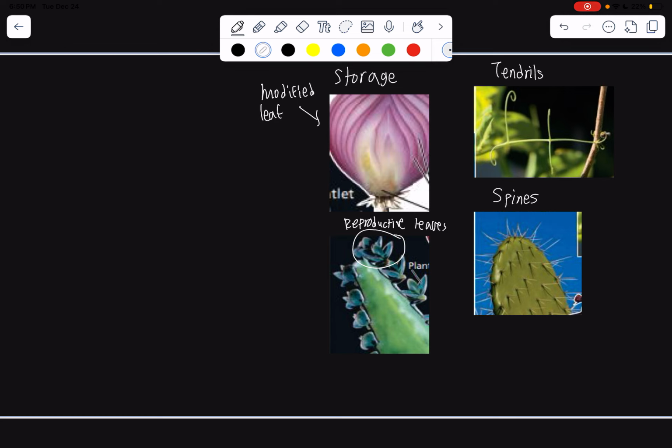Well, remember in the structural hierarchy, we go from cell to tissue to organ. So since we're discussing plant organs, the next step back must be plant tissues. So we have three basic vascular plant tissues: dermal, vascular, and ground.